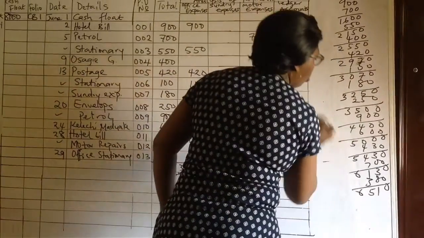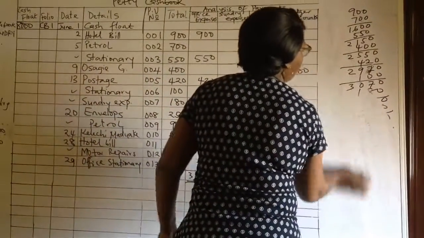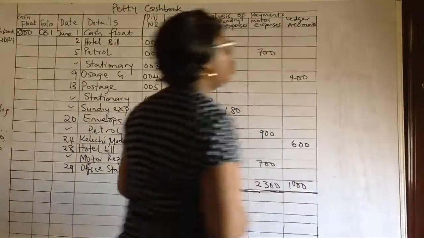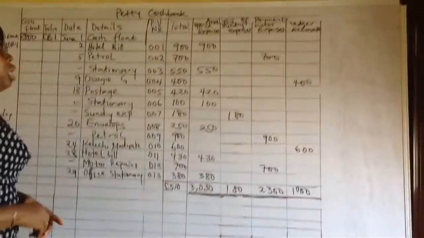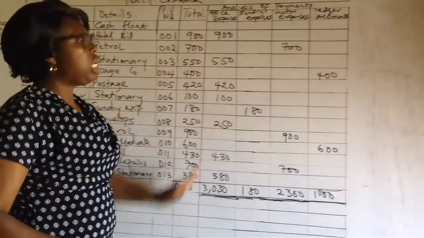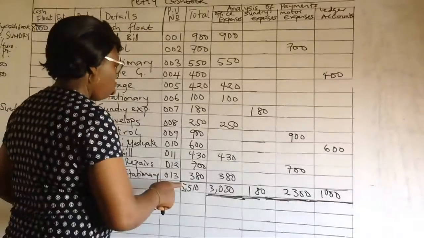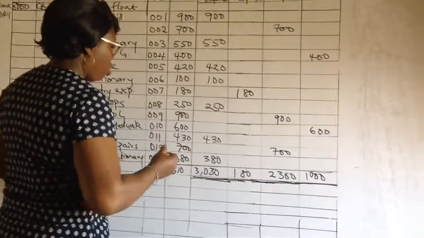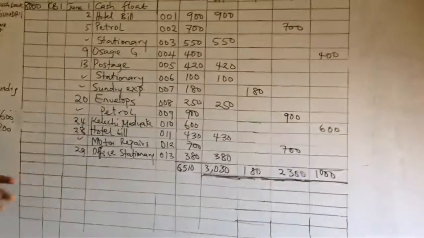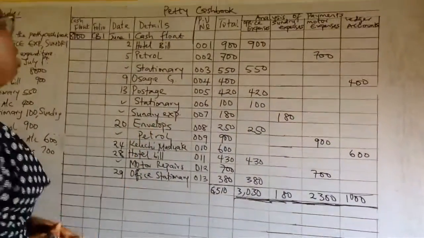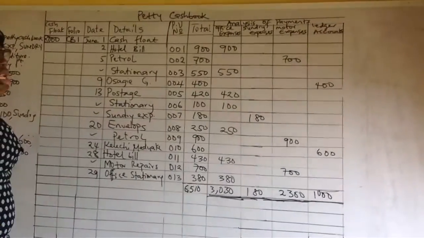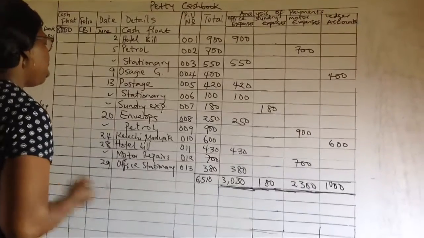So what I just did now is not strange, especially when you are working with your petty cash book and your cash books. You need to always cross-check that your totals are correct. So here is 6,510. Now that we've seen the total here, they said we should balance because we are going to reimburse on July 1st. So how do you balance?